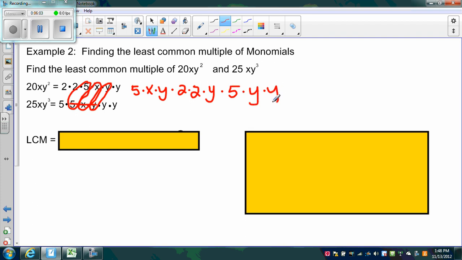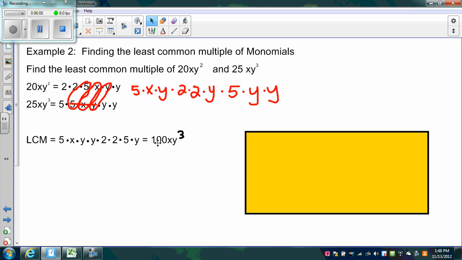Now this looks like a jumbled mess, but we can simplify this. So this could simplify then to 100xy cubed, because we have 3 y's, 4 y's. Let's see. Yep, this is wrong. This should be to the fourth. 4 y's. 1, 2, 3, 4. 5 times 5 times 2 times 2 is 100, because 5 times 2 is 10, times 10 is 100, and we have the 1x, so we can rewrite it this way.